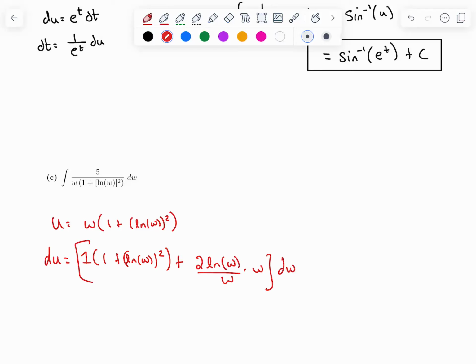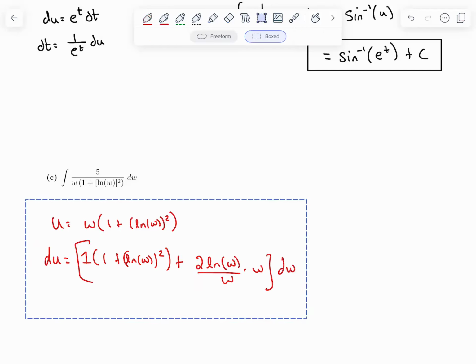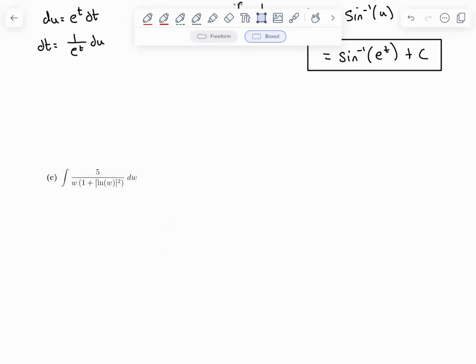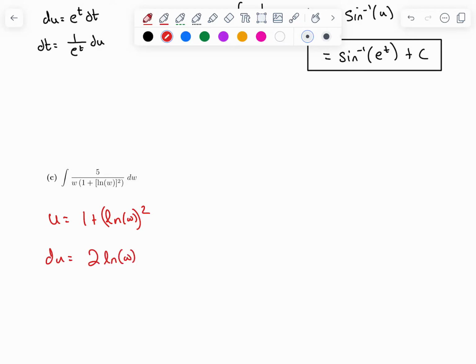So I'm going to stop and say, you know what? If it really ends up being that's the choice, then I'll come back to that. That seems like it's not going to work. You'll start to realize that, just like you would any other thing that you get comfortable with. So then maybe you try u equals 1 plus natural log of w quantity squared. So that du will equal 2 natural log of w times 1 over w dw.